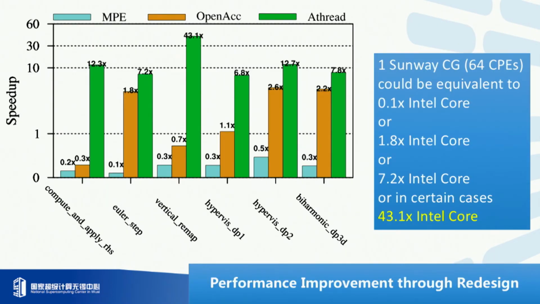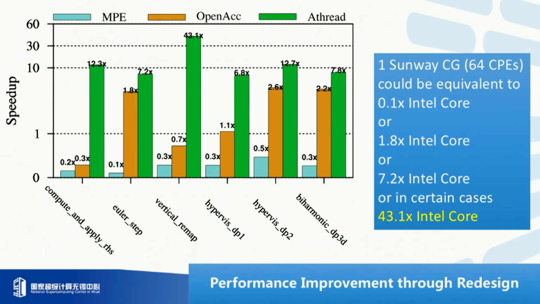So after doing all this redesign, you can see that we can now get some decent performance. The first bar is right after we port the code. That's just using the MPE. So the performance is very poor, just equivalent to 1/3 or 1/5 of an Intel core. After the refactoring, we can be somewhere close to 1 Intel core or 2 times better. But only after redesign, we can get roughly 7 Intel cores, or even in some cases 1 core group, that is 65 Sunway cores, can be equivalent to 43 Intel cores.